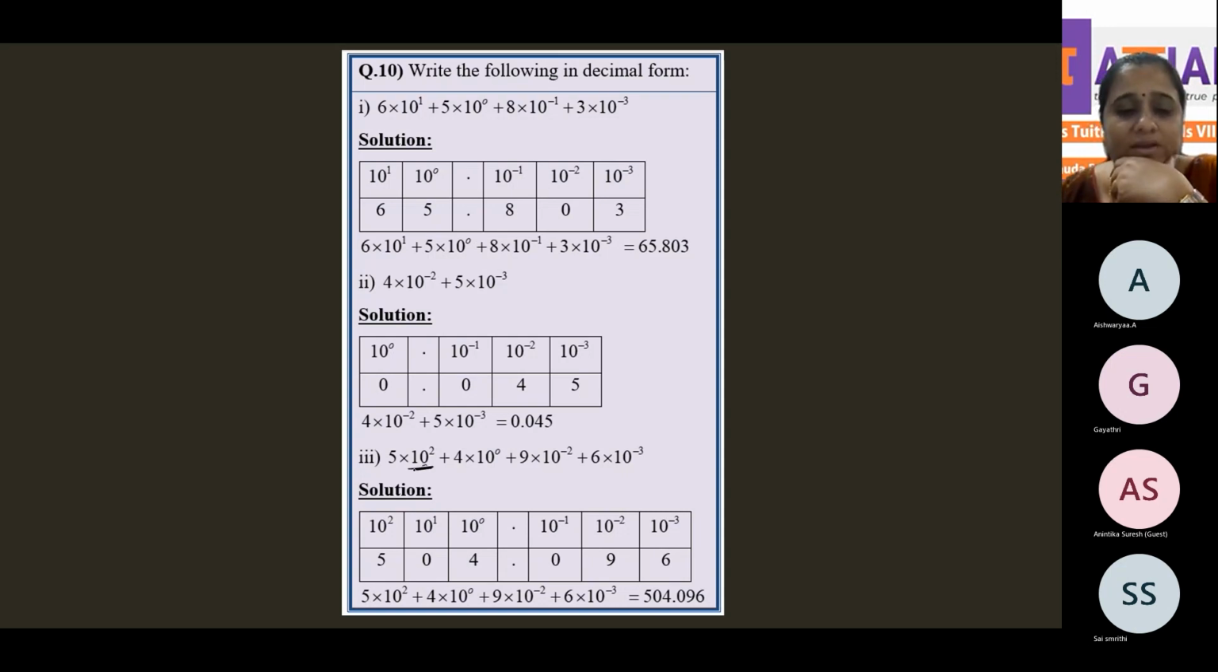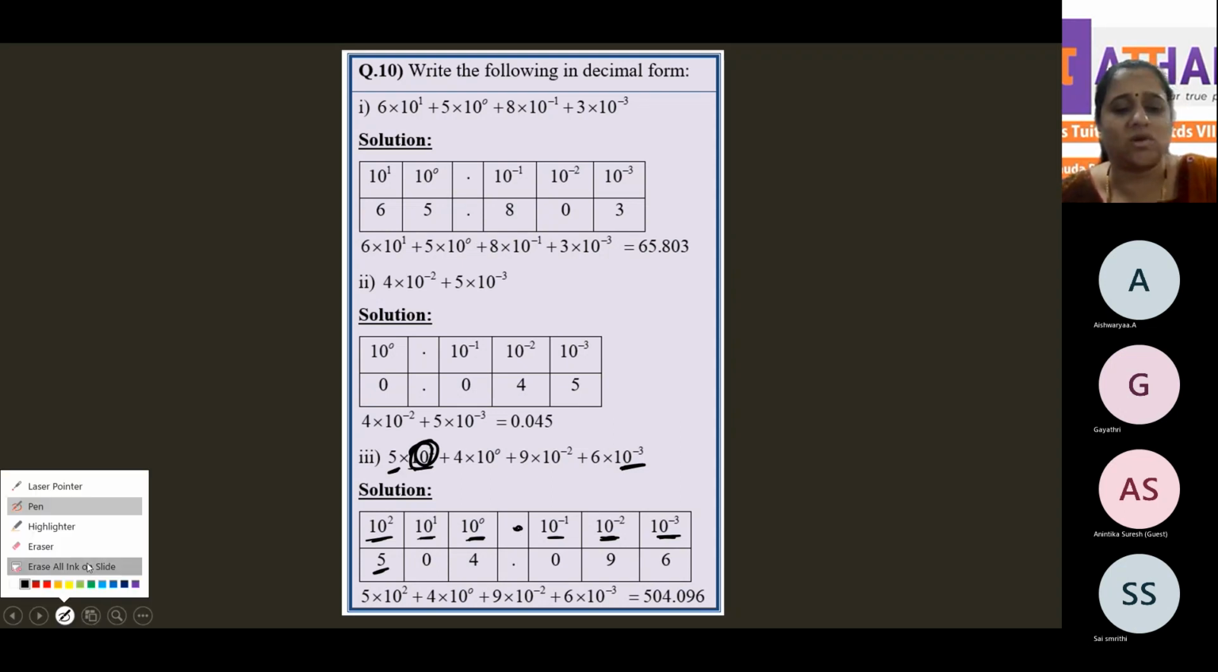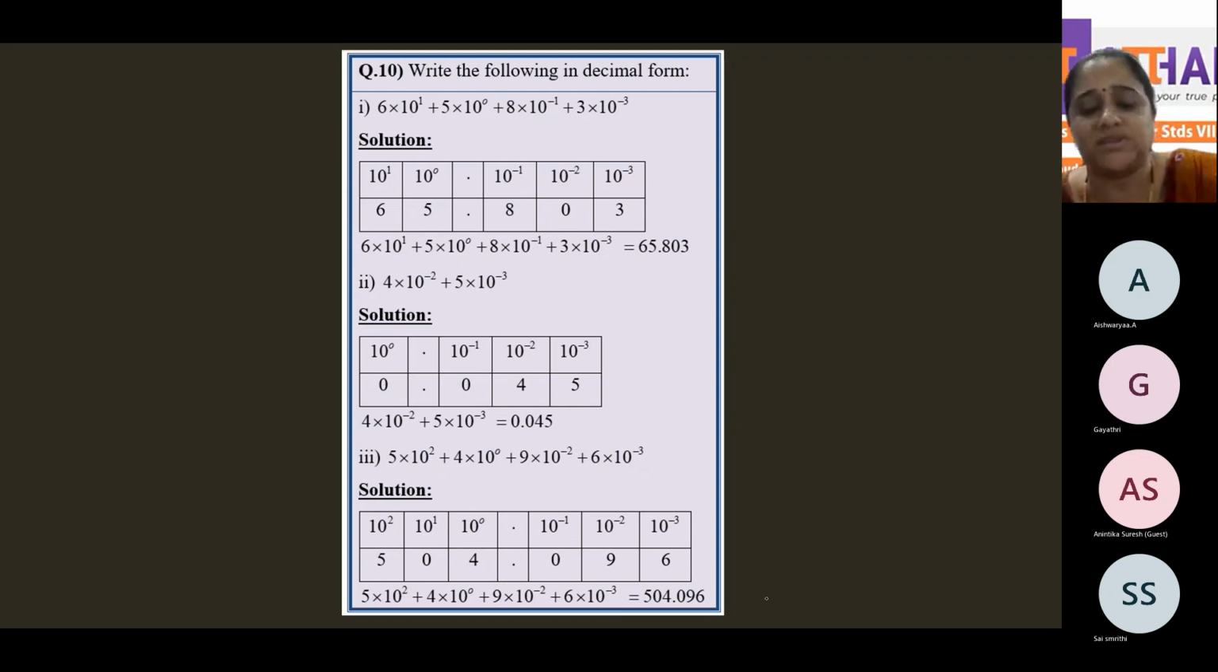So here you see 10 square. So you should start from there. 10 square, 10 to the power 2, 10 to the power 1, 10 to the power 0, decimal point, 10 to the power minus 1, 10 to the power minus 2, 10 to the power minus 3. We stop there because that's the last thing here. So here, in this place value, we have 5. Yeah, you know now. Just fill. If there's nothing, put a 0. Otherwise, write whatever digit is found in that place value. And then the number is 504.096.